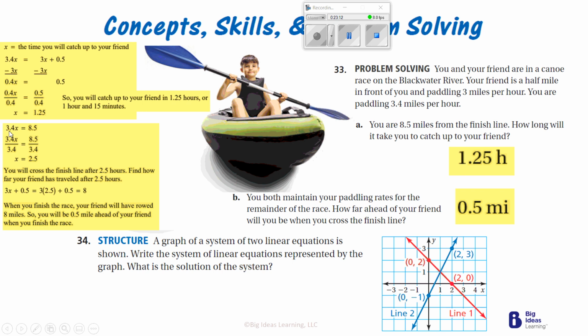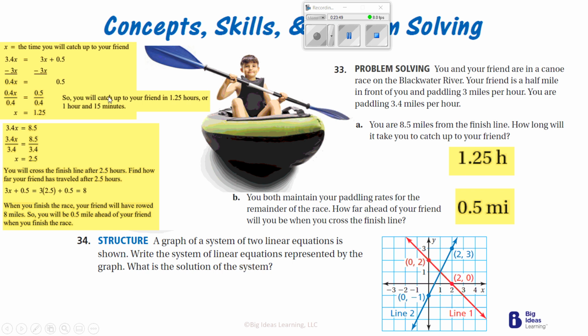Well, remember, you're going at 3.5x. We're setting this equal to 8.5, okay? And that's because it says you both maintain your paddling rates for the remainder of the race. How far ahead of your friend will you be when you cross the finish line? It says you are 8.5 miles from the finish line, right? And it said over here, how long will it take you to catch up with your friend? An hour and 15 minutes.